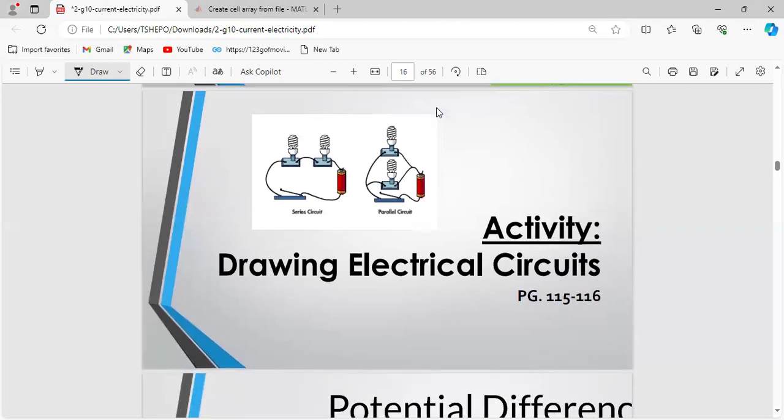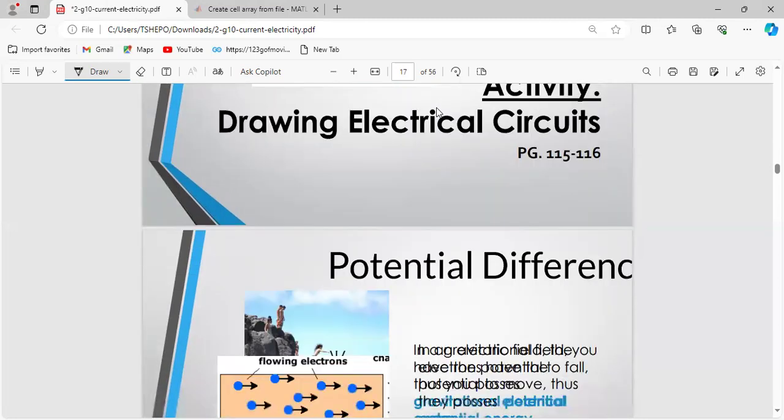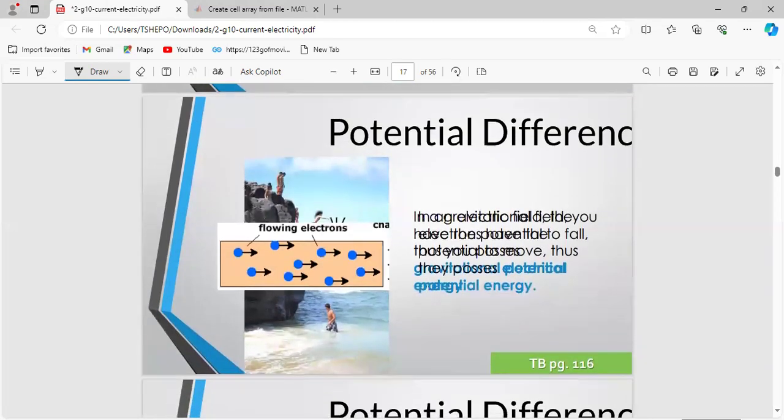So also, if you have time, draw the electrical circuits. Also draw this using your symbols, not your light bulbs, your symbols. Right. I hope that was clear, okay? We spoke about electricity, we spoke about the components, we spoke about the connection of the components.